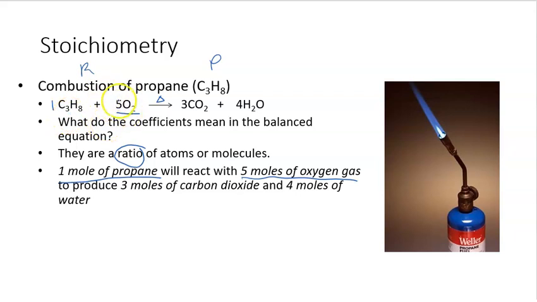Now, if we use up all 5 moles of oxygen and all of the propane, 1 mole of propane, what we'll produce is 3 moles of carbon dioxide and 4 moles of water vapor. Once we have this balanced equation, you'll notice that the units we're using allow us to identify a ratio. For every X amount of propane, I'm going to have 5 times that much oxygen gas to burn it up in terms of moles.